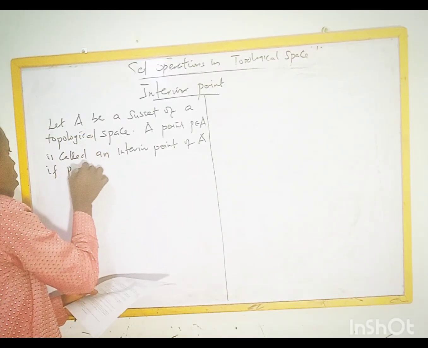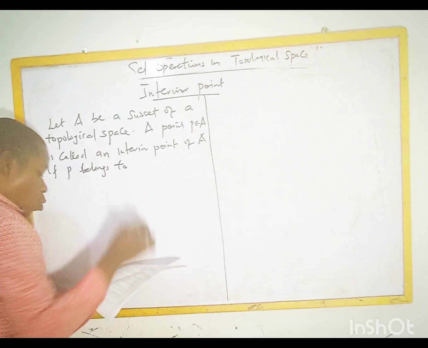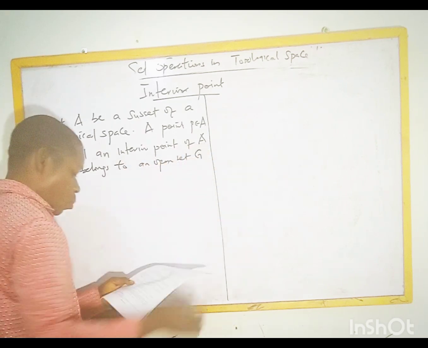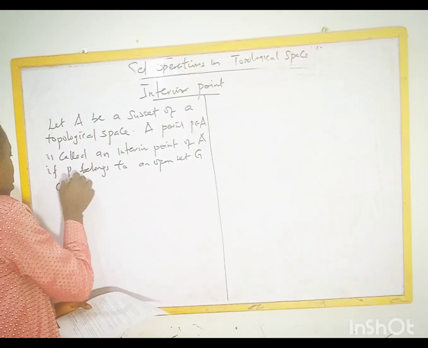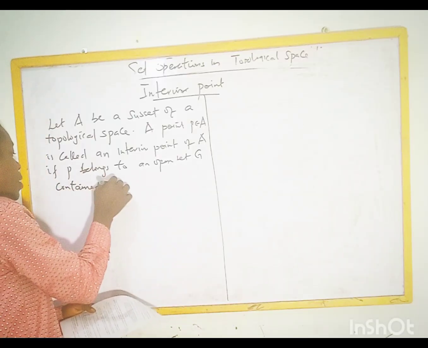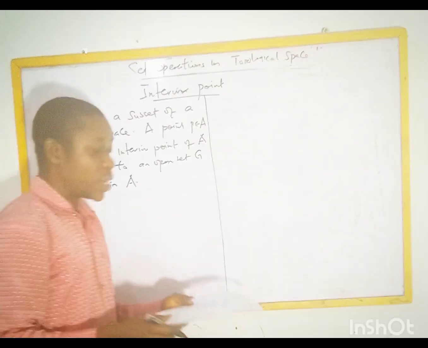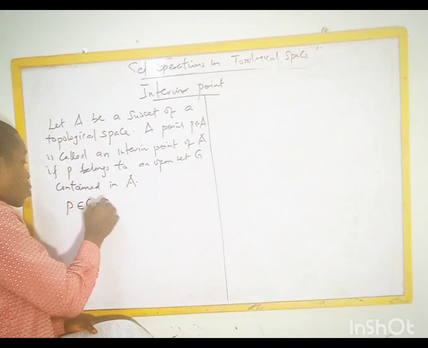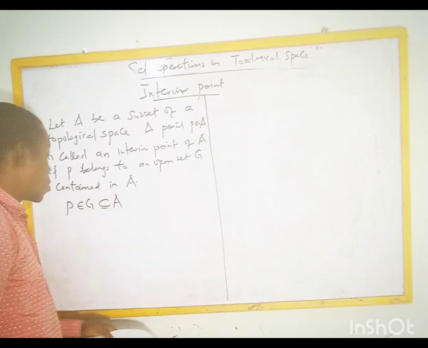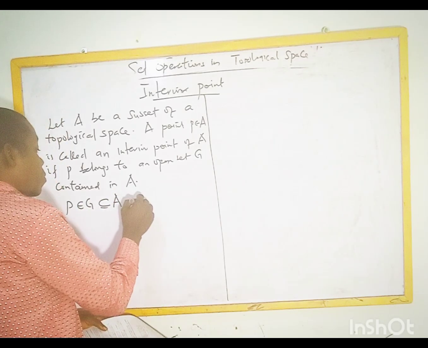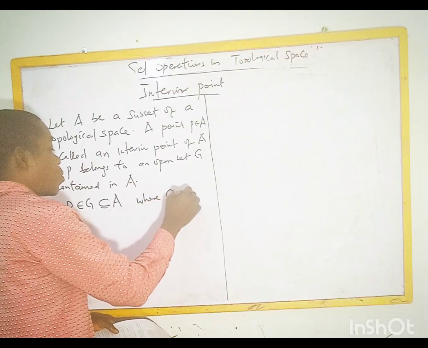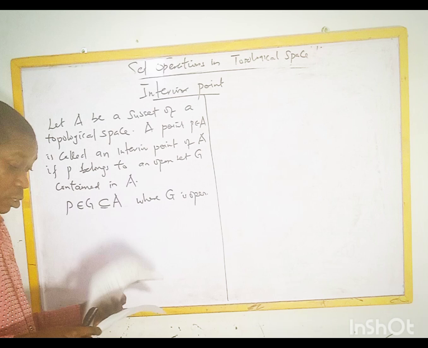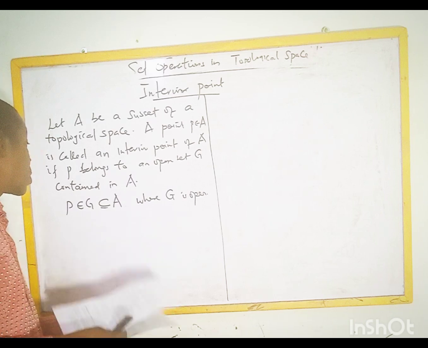P belongs to an open set G contained in A. That is, if you pick P as an element in G, which is a subset of A, where G is open. Don't forget that G is an open set, a member of the topology.